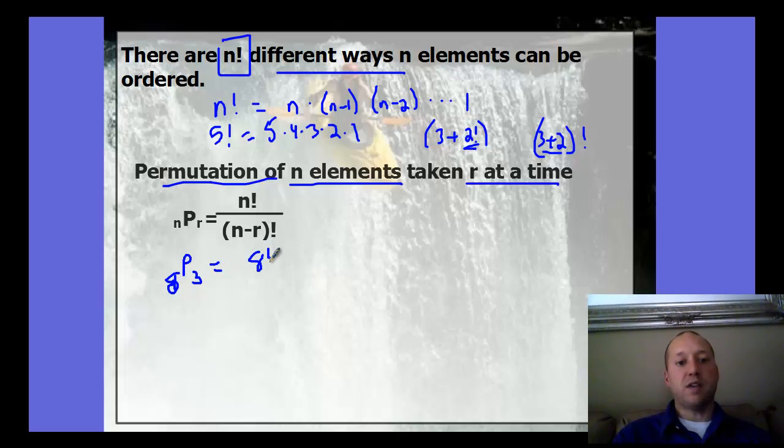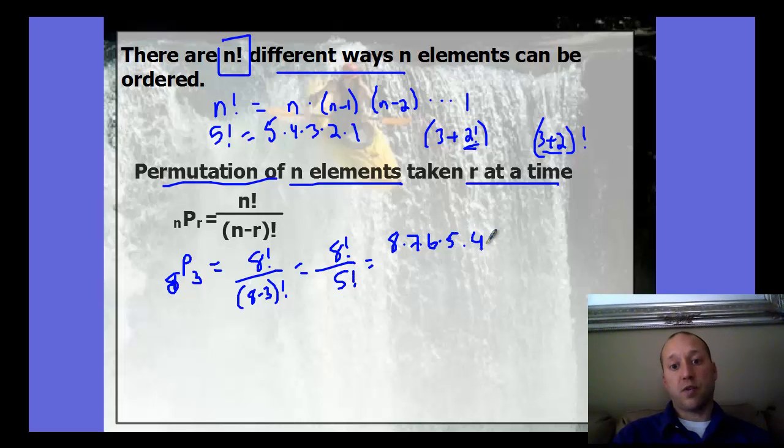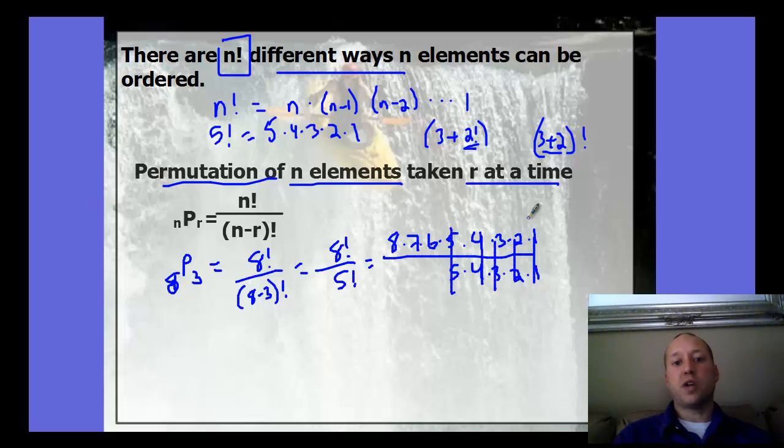So that can be found by doing 8 factorial divided by 8 minus 3 factorial. So this is 8 factorial over 5 factorial. Now 8 factorial is 8 times 7 times 6 times 5 times 4 times 3 times 2 times 1, all divided by 5 factorial, which is 5 times 4 times 3 times 2 times 1. So these all reduce out, so you only get the 8 times 7 times 6, 336. So there are 336 ways that you can choose 3 from a group of 8, where order matters.